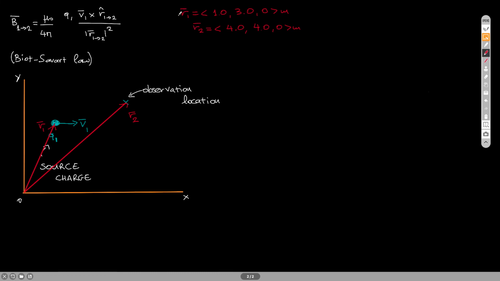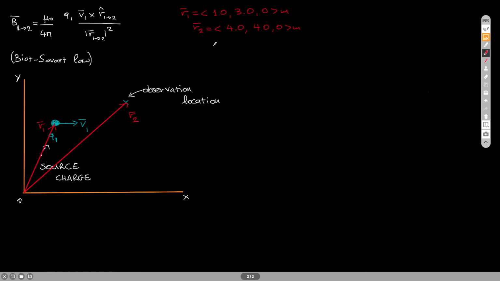The position of the source charge, where the moving charge is, is 1, 3, 0. It sits on x equals 1, y equals 3, and z is 0. The charge is on the xy plane, and these are in meters. The observation location where I want to find the magnetic field is at a position of 4, 4, 0, in meters. Again, this information is given from the problem.